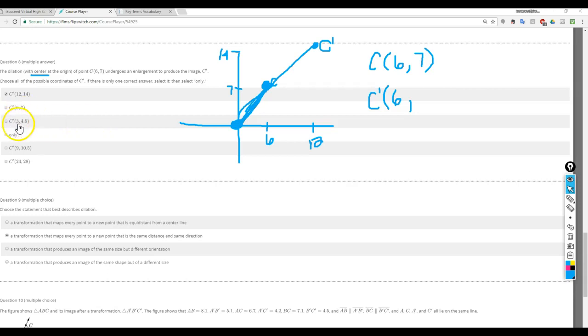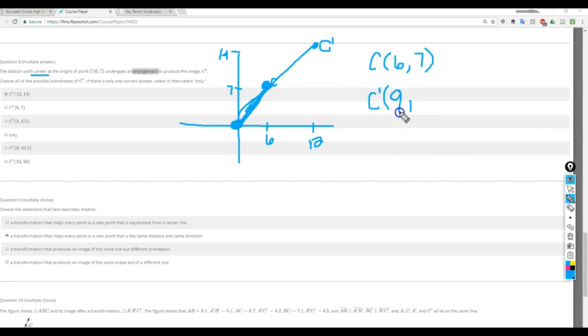So C prime, 3, 4.5. Since an enlargement means it has to be bigger, I would ask myself, well, what would you have to multiply 6 by in order to end up with 3? And you would have to multiply 6 by 1/2 in order to end up with 3. So that 1/2 is not greater than 1. So this option is off the table. I'm not sure if the only is what we need to check. So let's check this next coordinate, 9.